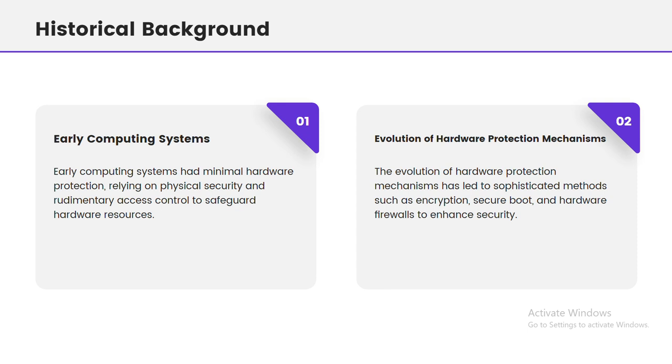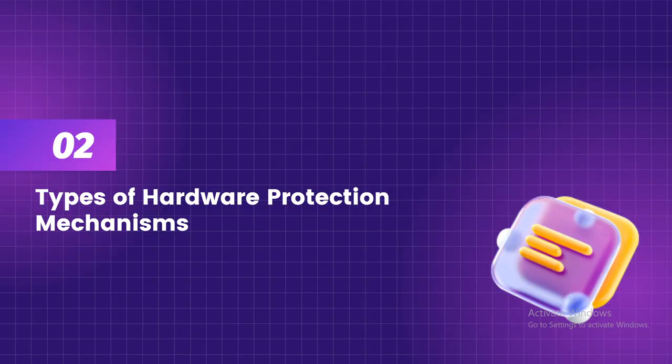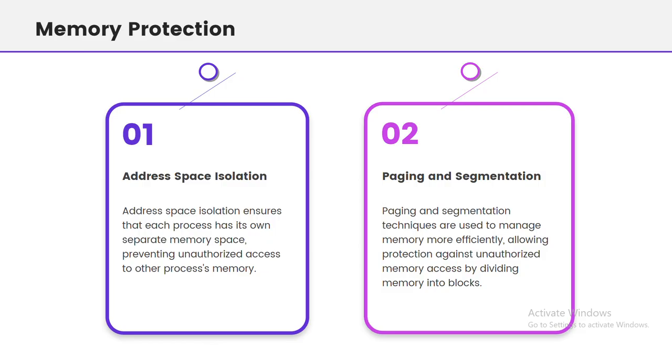Historic background: early computing systems, evolution of hardware protection mechanisms. Early computer systems had minimal hardware protection, relying on physical security and rudimentary access control to safeguard hardware resources. The evolution of hardware protection mechanisms has led to sophisticated methods such as encryption, secure boot, and hardware firewalls to enhance security. Second one, types of hardware protection mechanisms.